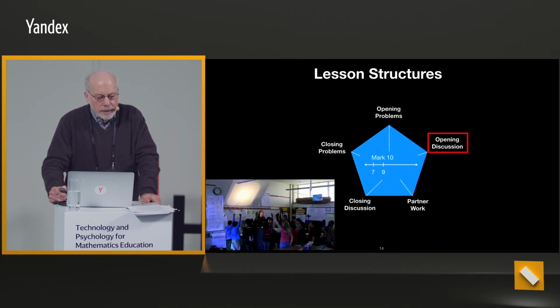Then there was an opening discussion. Teachers had been roving around the room as kids were solving these opening problems, and this was an opportunity for students to voice their way of solving these non-routine opening problems, and often teachers would introduce definitions to help kids think in useful ways about problem solutions.